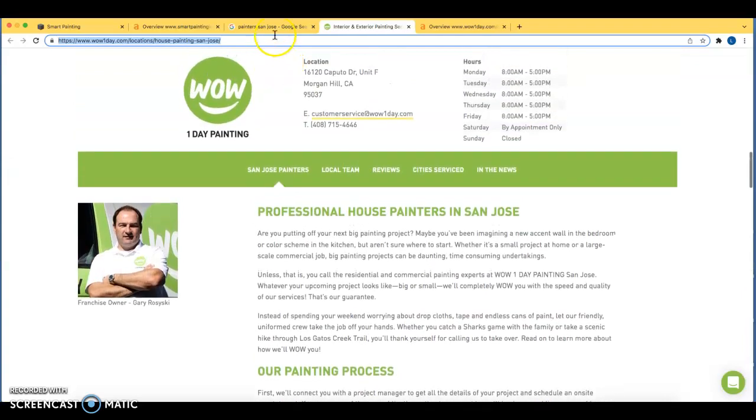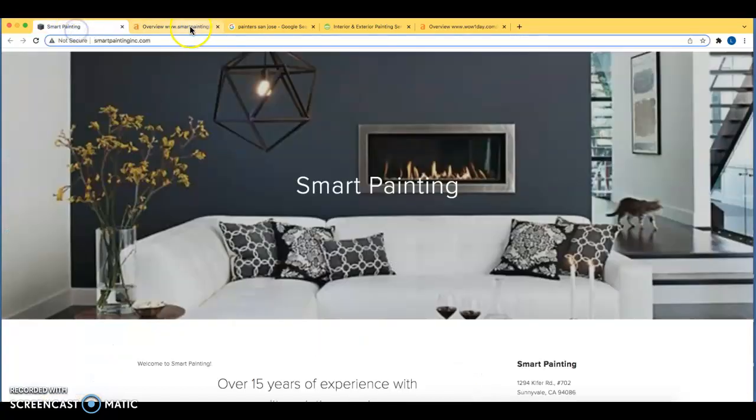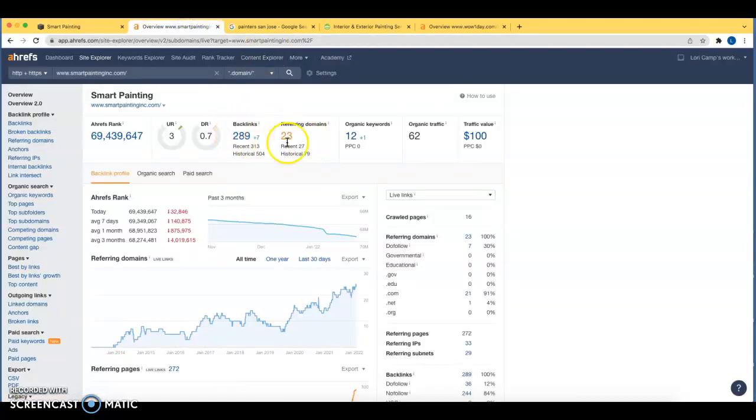Now, looking at the back end of your site compared to theirs, this is where we look at what's called backlinks. And it looks like you might have had a little bit of backlinks done here. We can see you've had kind of a steady uptick since December of 20. You're up to 23 referring domains.